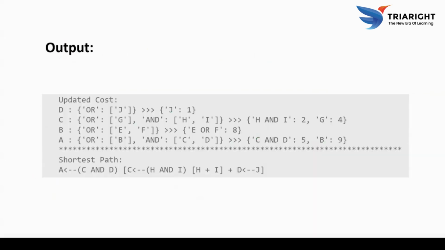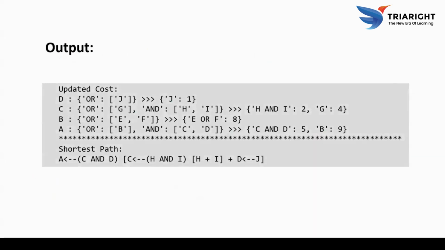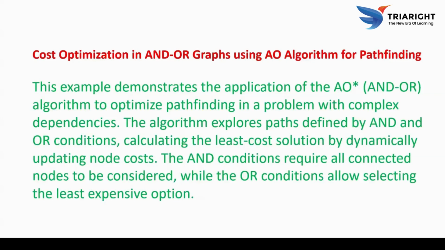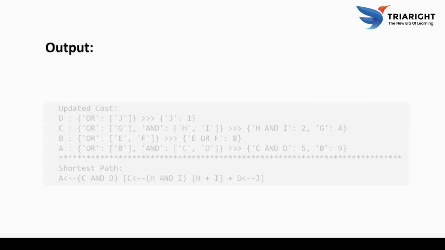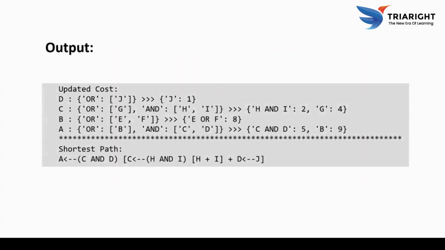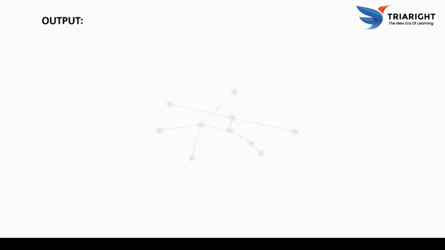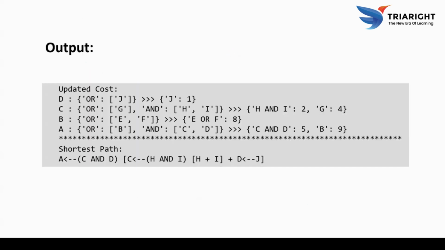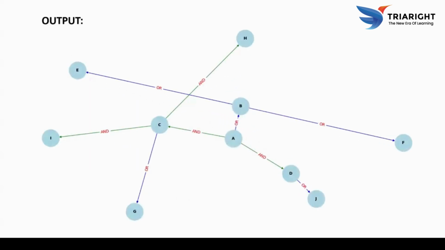So we want to print this output by taking some set of graph. We are representing this graph and we want to find the AND-OR nodes. For the updated cost, we must find which node is optional and which node is conditional-based. So we find the shortest path for it. We want to print the output like this, showing which is conditional-based and which is optional. We want to find the path like this.